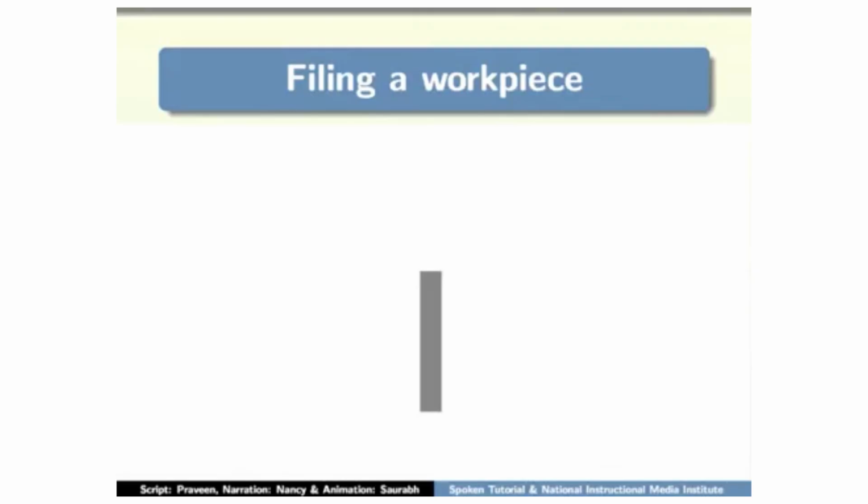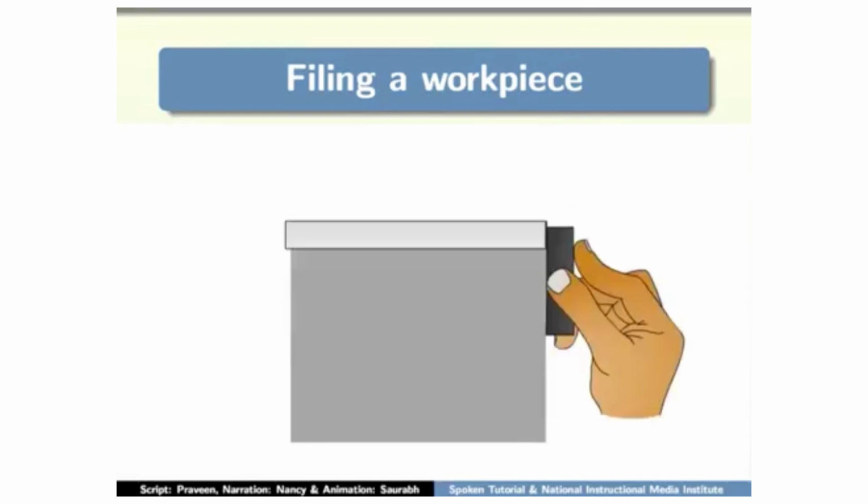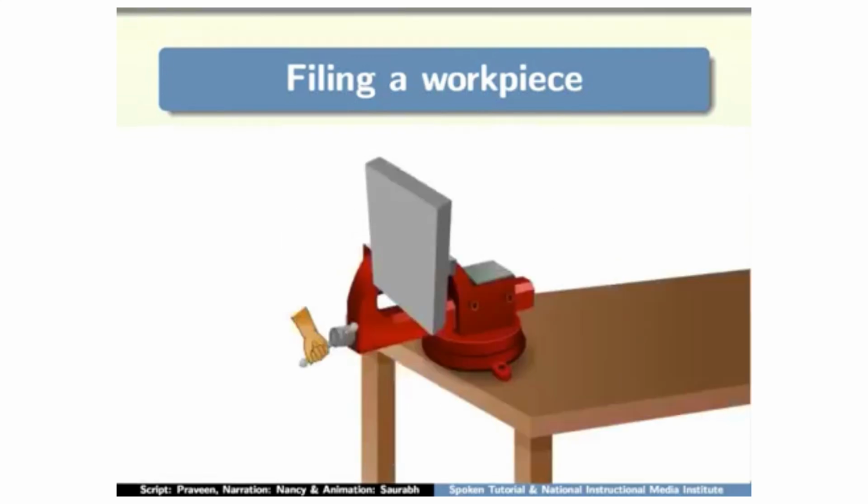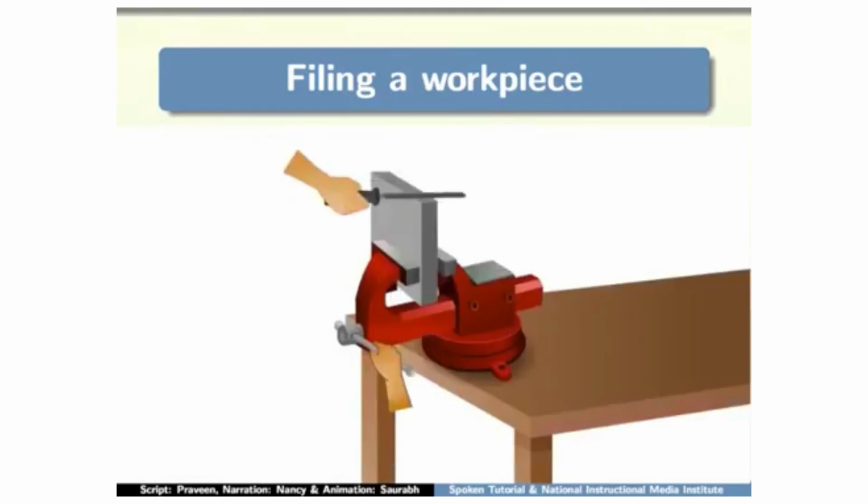Next, we will check the squareness of the workpiece by using the tri-square. Keep the tri-square on the corner of the workpiece as shown. Now touch the edges of the tri-square on 2 adjacent sides of the workpiece like this. Check whether the adjacent sides of the workpiece are at 90 degrees to each other. If not, then file again.